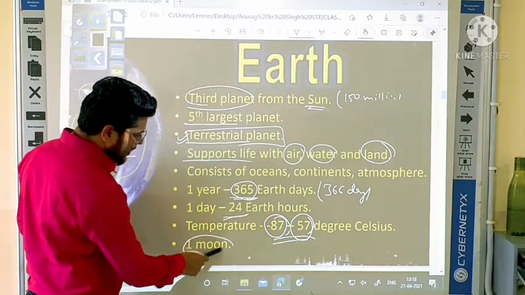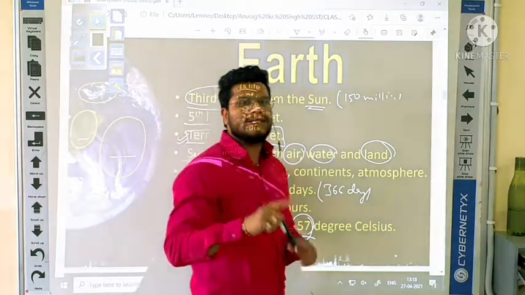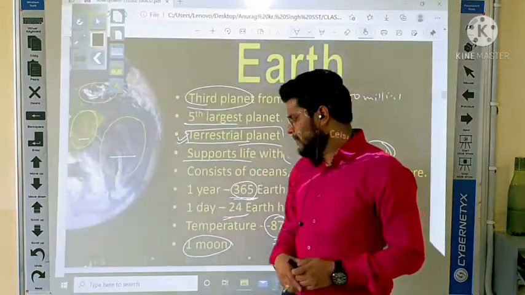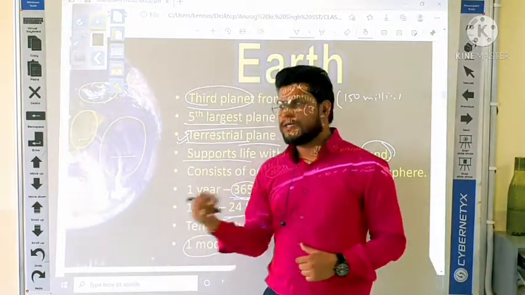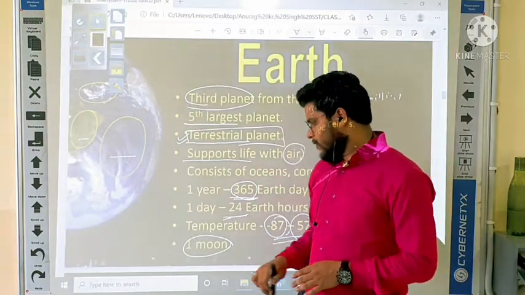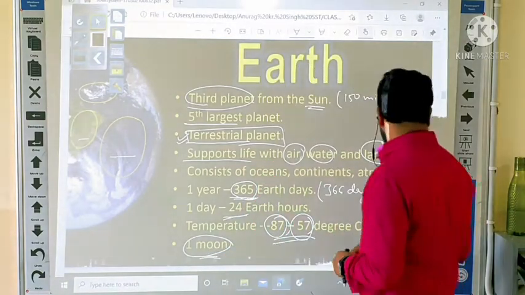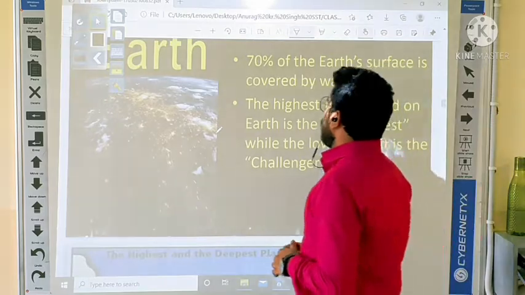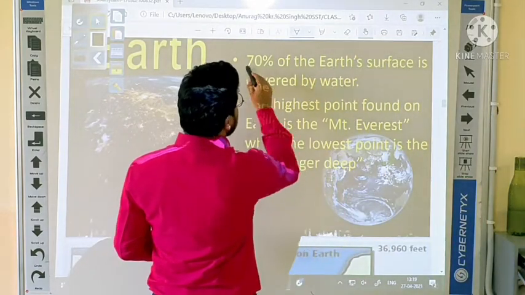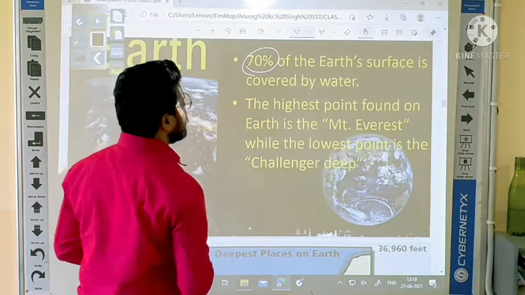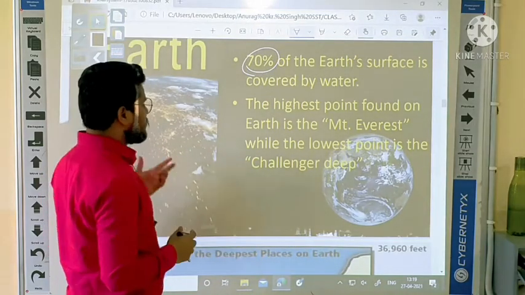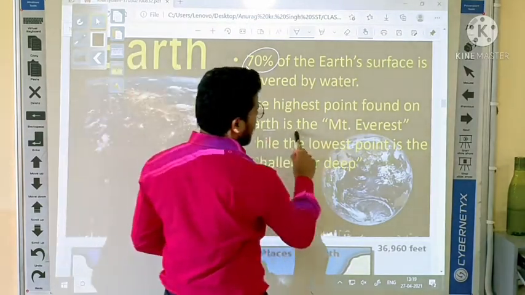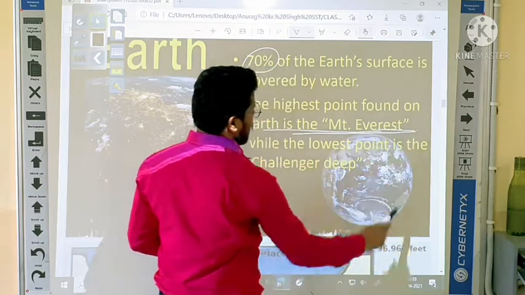One moon, yes, Earth has only one satellite. Earth has only one natural satellite who revolve around the Earth. Okay, and the body, the mass revolve around the planet is known as satellite. So moon is the natural satellite. Now come on the next point of revision. Yes, very good. We all know that Earth's surface is covered with water and it is nearly 70%. And I also explained that 30% of Earth is covered with the land.